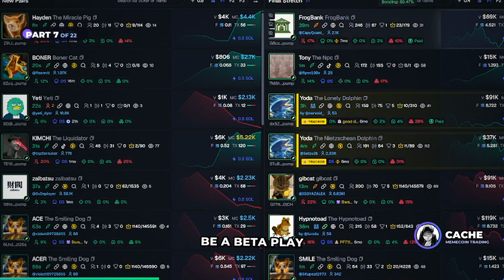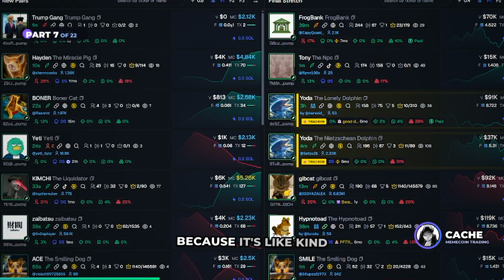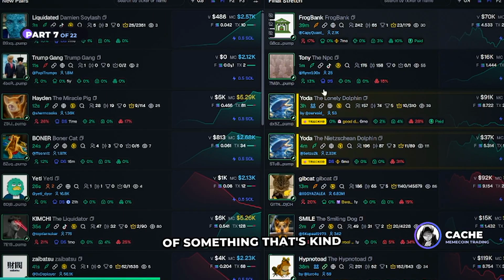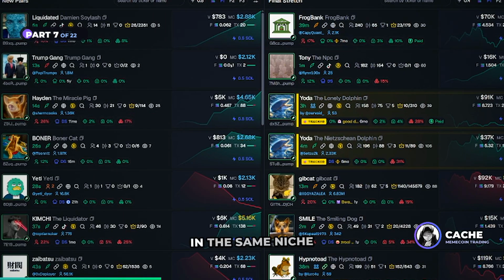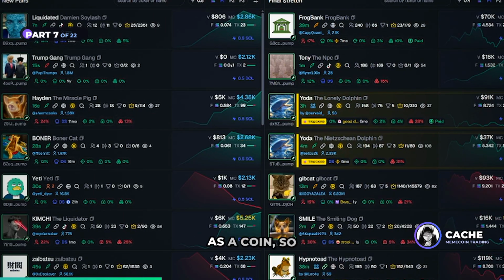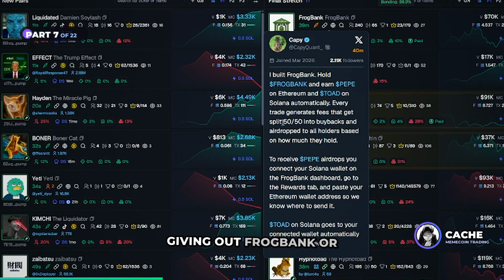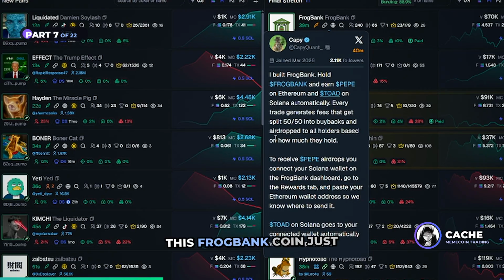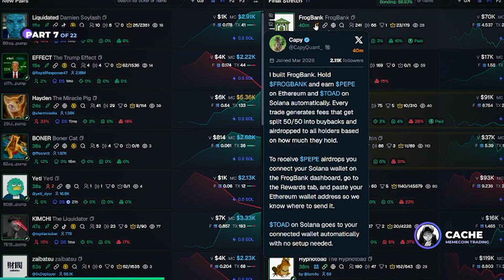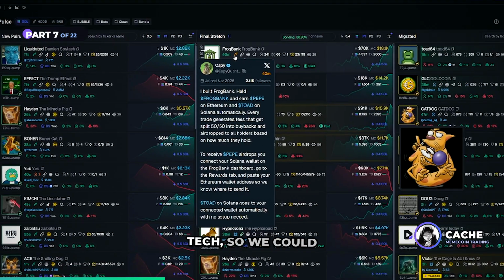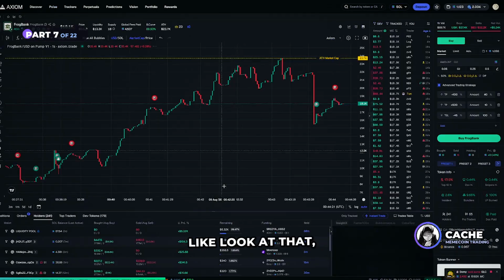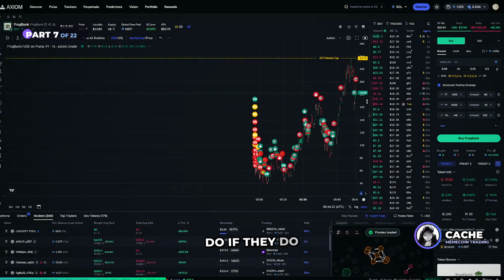It would be a beta play to the Toad 64 because it's kind of trying to be in the same niche as a coin. So Frog Bank right now is giving out frog, or this frog coin, just from holding it, which is some really cool tech. So we could look at that. A good thing to do is see if they do have a website.